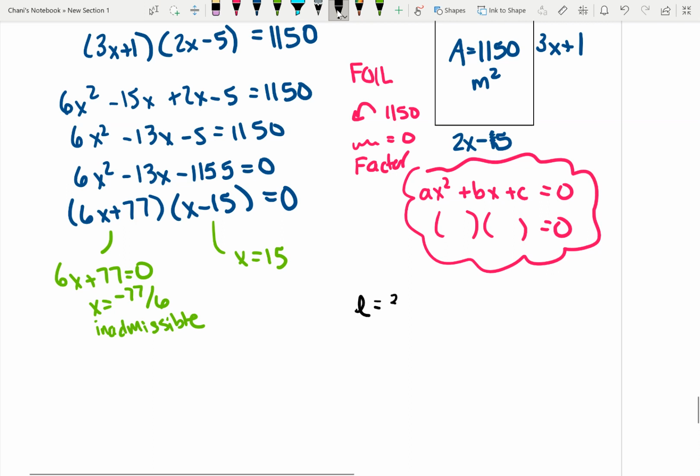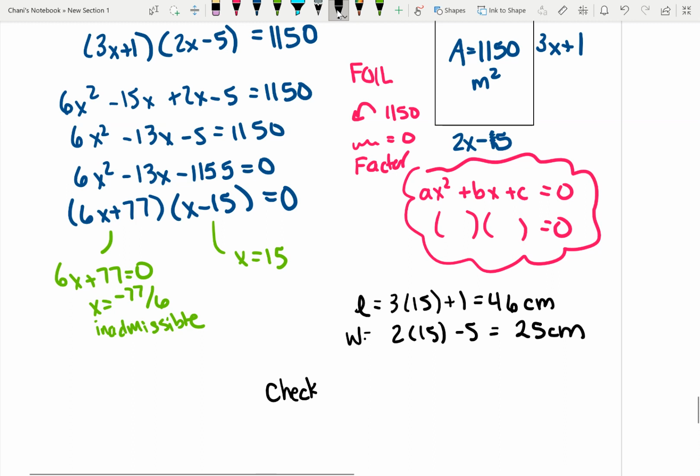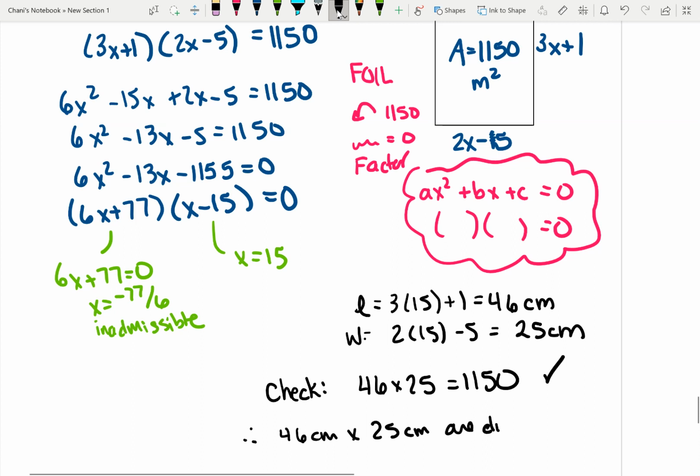So the length then is 3 times 15 plus 1, which is 46 centimeters. And the width is 2 times 15 minus 5, so that would be 25 centimeters. So let's check to see if these work. Okay, so 46 times 25 is in fact 1150, so therefore that works. So I can give a nice little sentence. Therefore, the dimensions are 46 centimeters by 25 centimeters.